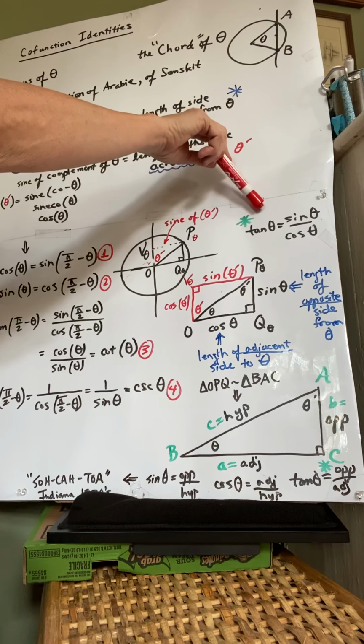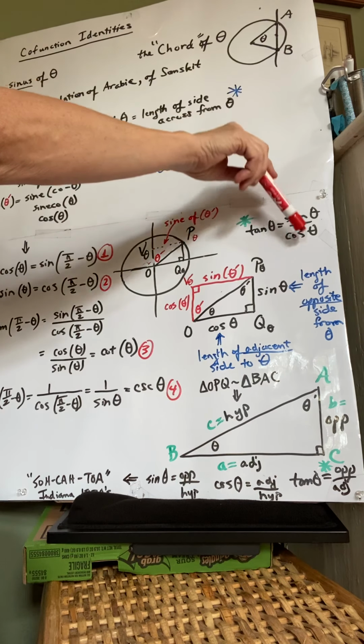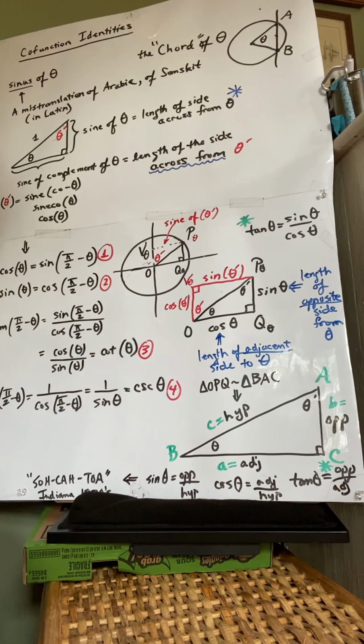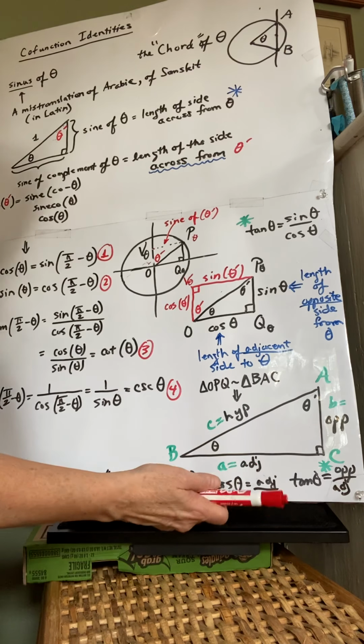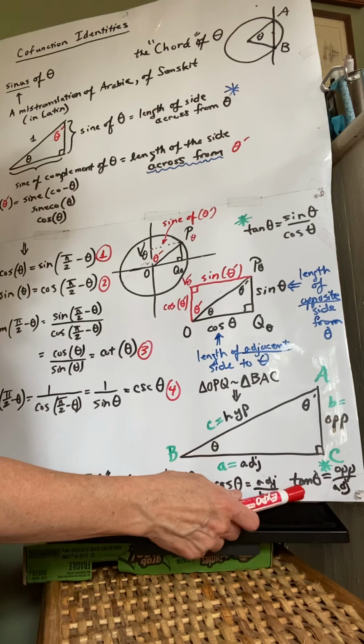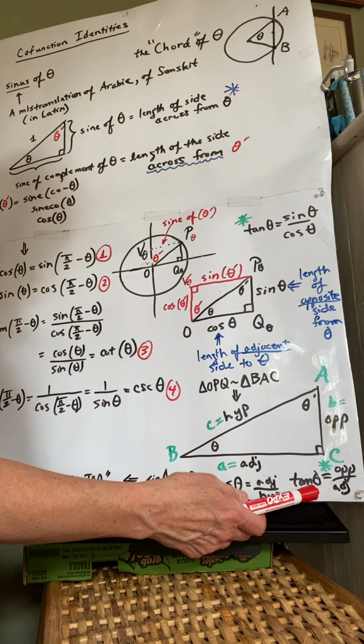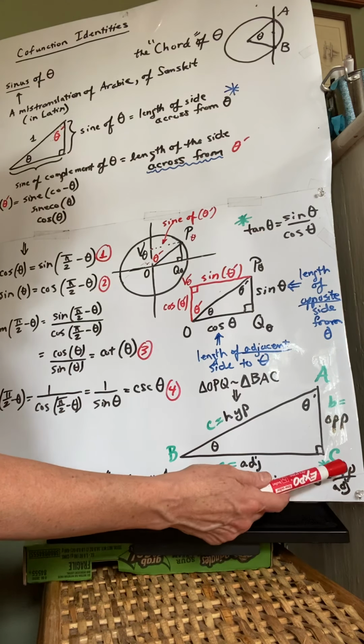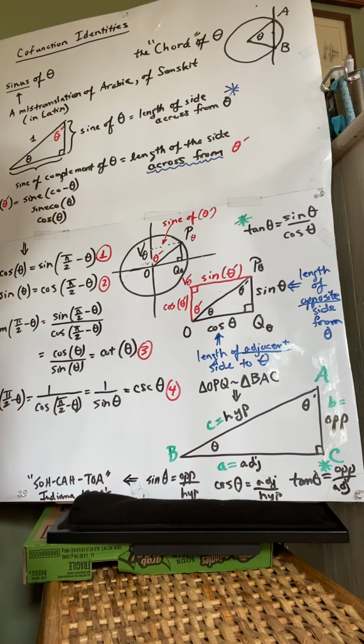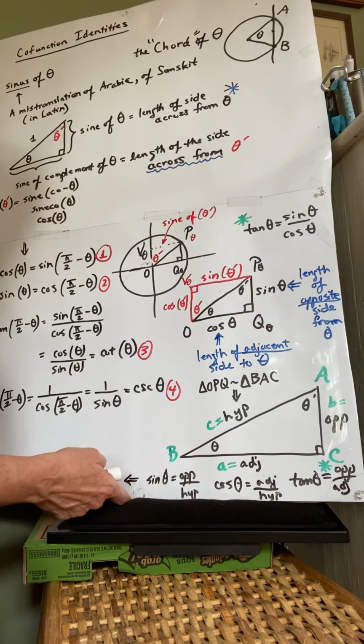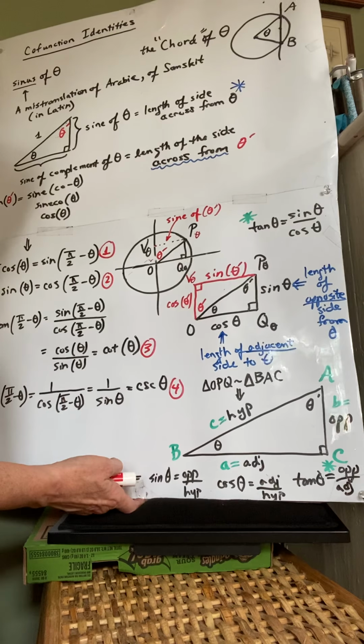Remember, similarity of triangles gave us that the tangent of theta was always the ratio of the sine to the cosine. That's our definition. And so it's true in this right triangle that you could say, therefore, the tangent of theta is the ratio of the opposite side to the adjacent side, using similarity of triangles and that definition of the tangent.